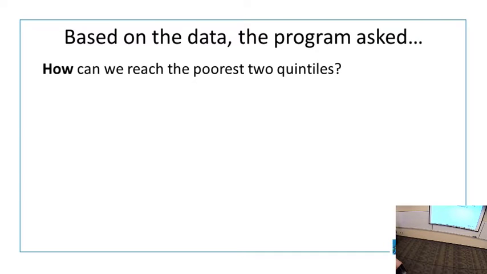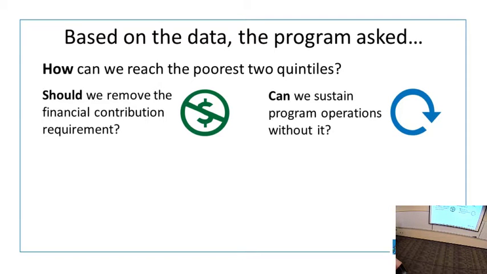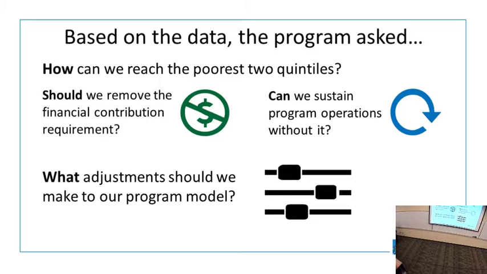I want to know, how can we reach the lowest 2 quintiles? If that's their goal, which is a common goal, the World Bank aims to serve the poorest 40% of the population. It's a core component of universal health coverage. A variety of different programs are aiming to serve the poor. So if we're trying to serve those poorest 2 quintiles, should we get rid of that financial contribution? Should we say we recognize that this is a barrier and we can't have a financial contribution? But if we do that, can we sustain our clinic operations? Are we going to be wholly donor dependent if we don't have participants making some sort of contribution? And what other adjustments should we make to our program model?